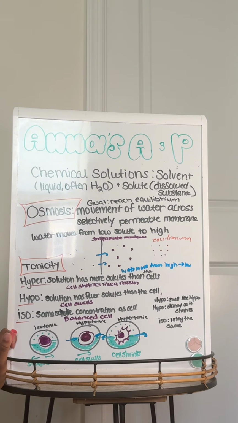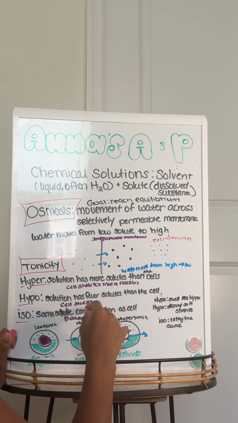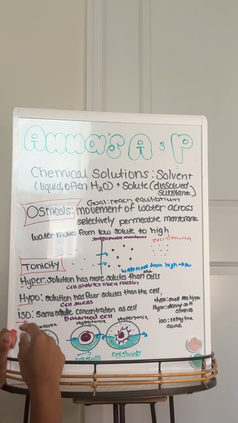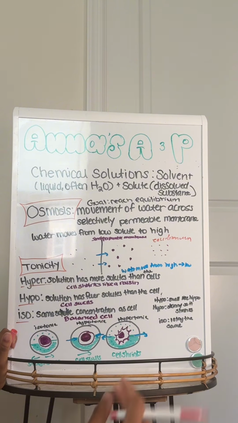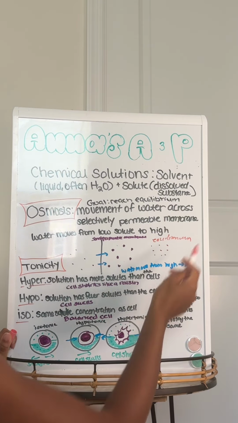A hypertonic solution has more solutes than the cell. A hypotonic solution has fewer solutes than the cell, and an isotonic solution has the same solute concentration as the cell. So remember, a solute is a dissolved substance.